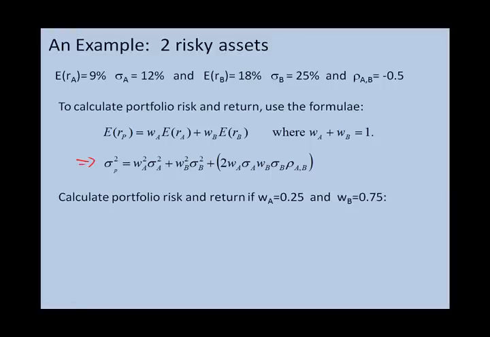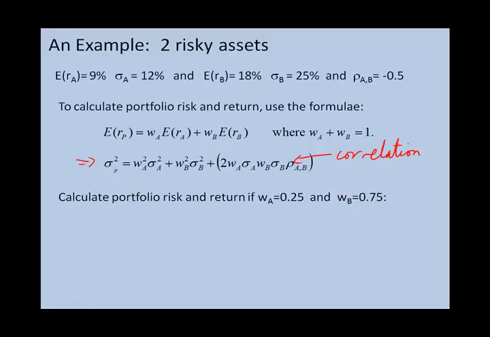The portfolio variance is going to be the weight in asset A squared times the variance of asset A, plus the weight in asset B squared times the variance of asset B, plus, and this is the correlation term, 2 times the weight in asset A times the standard deviation of asset A, times the weight of asset B, times the standard deviation of asset B, times the correlation between A and B. Rho is equal to the correlation. This is the formula to calculate portfolio risk in the case of two stocks.